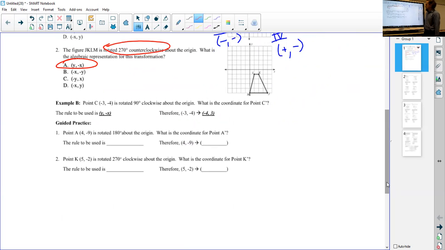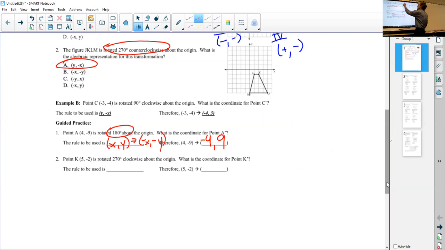And then there's a couple, it just asks us to actually put the points. So if it's 180 degrees, so we know that x, y goes to negative x, negative y. I don't know why I put 9, I was getting ahead of myself. So we're just going to flip all the values. So 4, negative 9 is going to become negative 4, positive 9. Really, 180 degree rotations are the easiest. You don't have to think about it. It's just the opposite of both values.